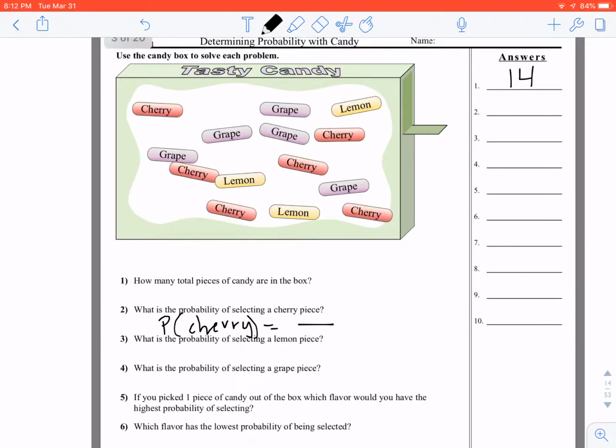Remember, probability is favorable over total. So when you counted up the cherry pieces, there were 6 cherry pieces of candy. There's a total of 14. You want to use your calculator to check and see if this can be simplified further. So 6 divided by 14, enter, math, enter, enter. It reduces to 3/7. So your solution for number 2 is 3/7.